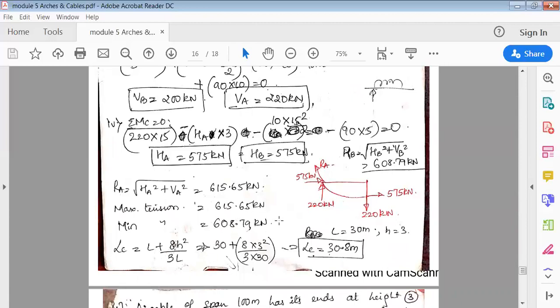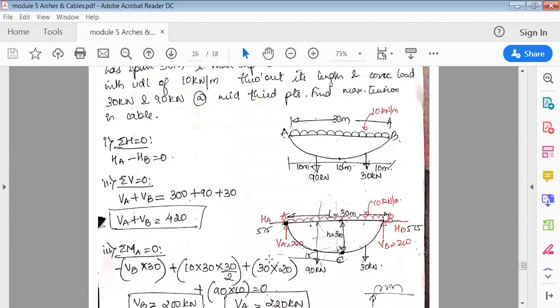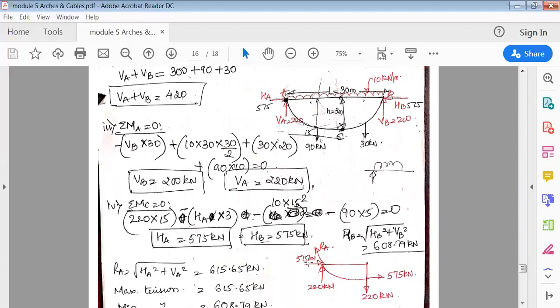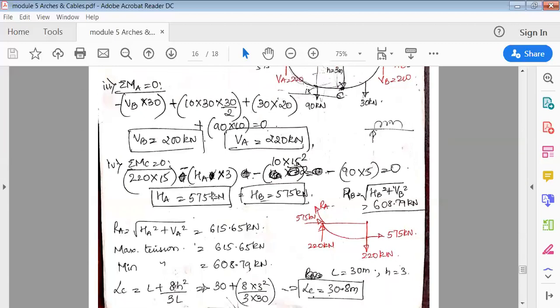So L we already know 30, then 8h square, h is 3 square divided by 3 into 30. So LC is 30.8 m. The meaning of this is the clear length is 30, but the cable length is 30.8, that is 0.8 meter is extra. Okay, so these are the only types of problems you'll get in exam.